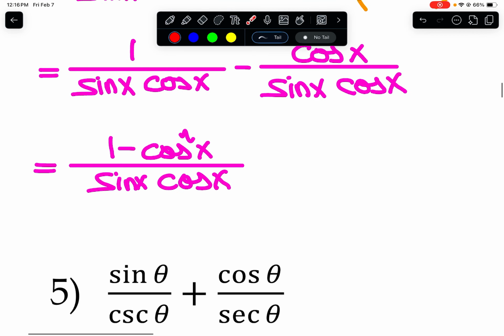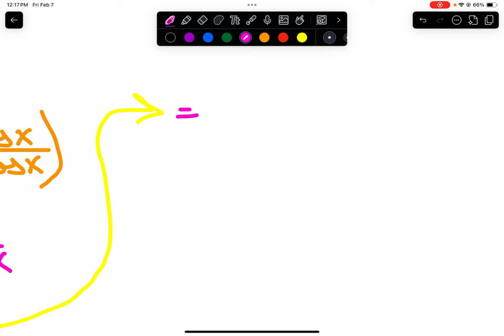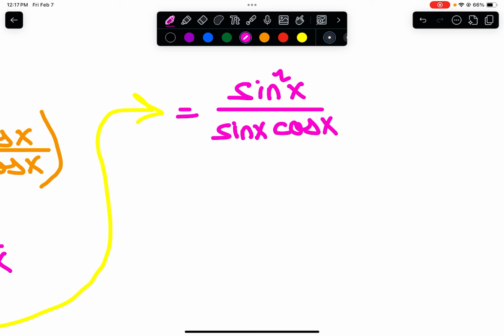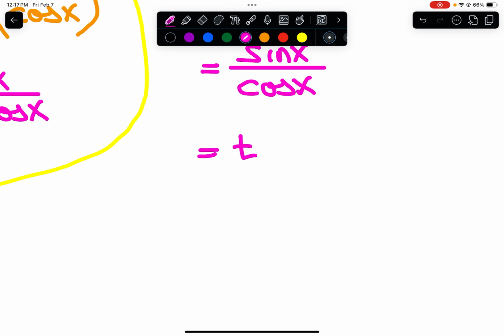And then in the top here, 1 minus cosine squared x, this is going to be a variation of Big Papa. So that's going to turn into sine squared x over sine x cosine x. And then we have two sines in the top, and we have one in the bottom. So I'm going to take one from the top and bottom. When I do that, that's going to leave us with sine x over cosine x, which is going to be equal to tangent x.